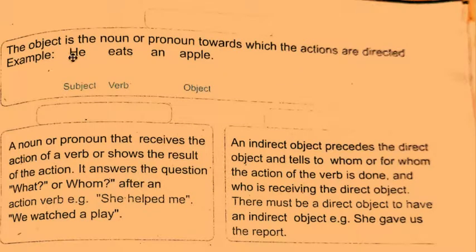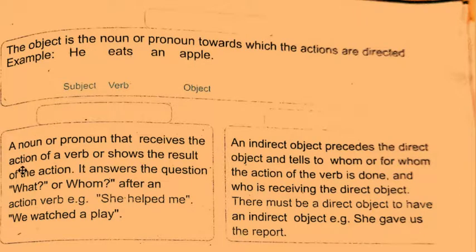They lent him some money. They is the subject, lent is the verb, him is the direct object, some money is the indirect object. Hina gave her a gift. Hina is the subject, gave is the verb, her is the direct object, and gift is the indirect object. The object is the noun or pronoun towards which the actions are directed. For example, he eats an apple. He is the subject, eats is the verb, apple is the object.